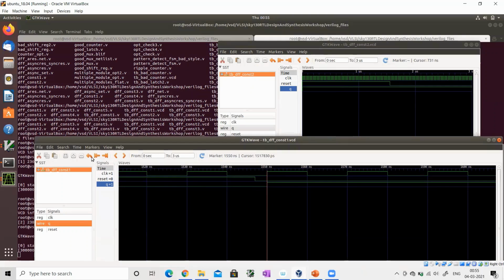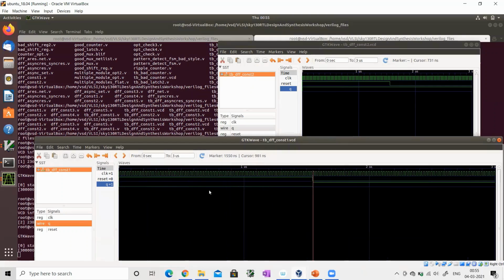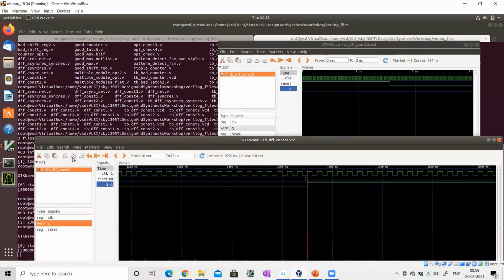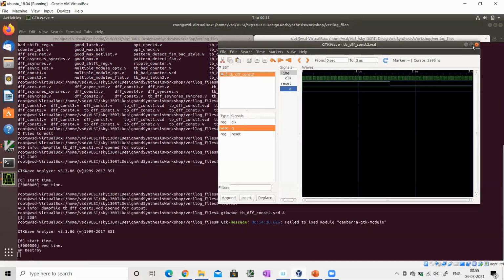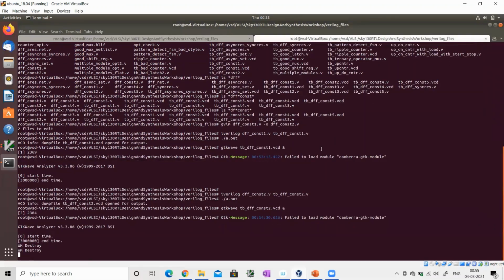Q is otherwise 0. If you see, otherwise Q is 0. It has to wait for the clock. Because the waveforms look very packed here, it looks like it's immediately going 1. But when you zoom in to the real detail, you will see that Q is waiting for the clock edge. Okay, this is what our simulation is telling. So let's see what happens when we synthesize it.